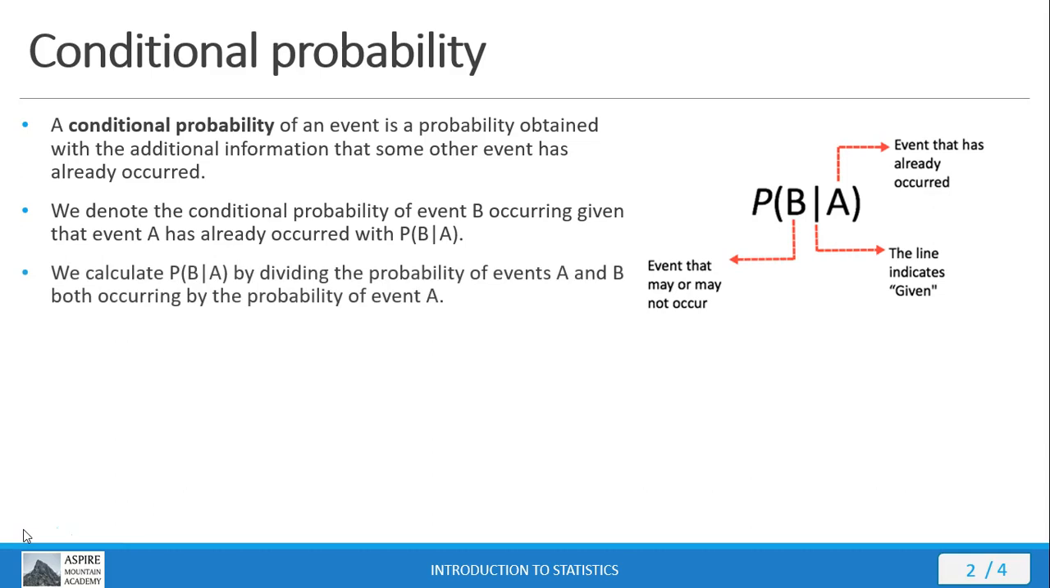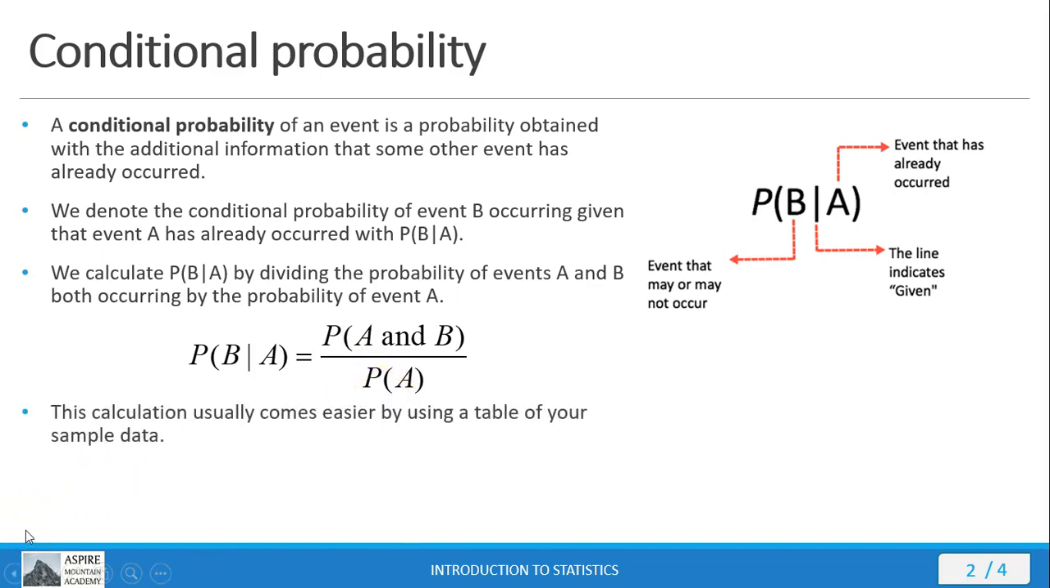We calculate the probability of B given A by dividing the probability of events A and B both occurring by the probability of just event A. So the way this looks is like this. This is a formula that's really good for you to memorize so that when you're working problems, you can write everything out, fill in the pieces that you need, and then do the math to get the probability that you're looking for. So the probability of B given A is the probability that A and B occur together divided by the probability of just A.